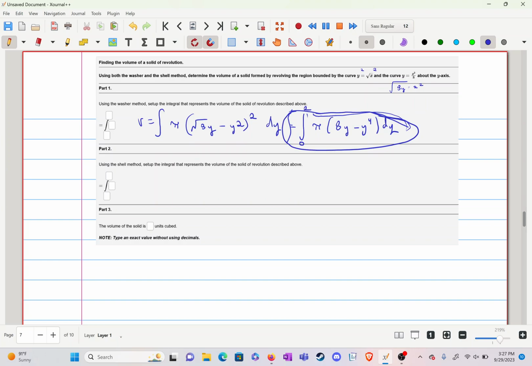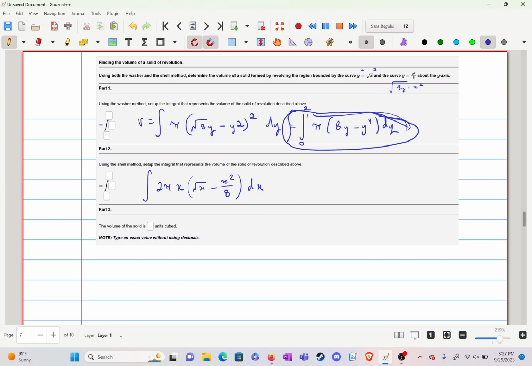And now we have the shell method, which is just going to be what we've been doing in terms of x this time around. So we have our two curves that we're going to subtract from each other. So we have the square root of x minus x squared over 8. And we have our radius, x. Nothing really needs to be changed here. We have a 2 pi out up front. We have a dx. And now we just need our bounds of integration.